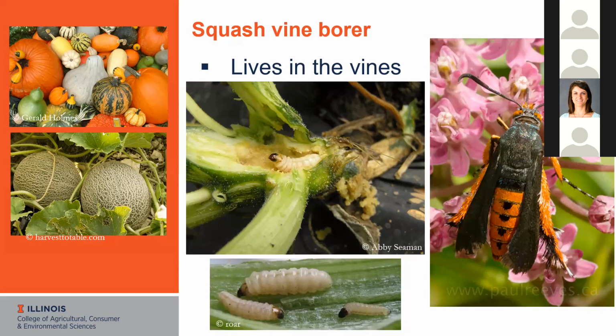And I always like to point out these pictures because I think with really big, charismatic, pretty insects, it can sometimes be hard to remember that they are devastating pests.